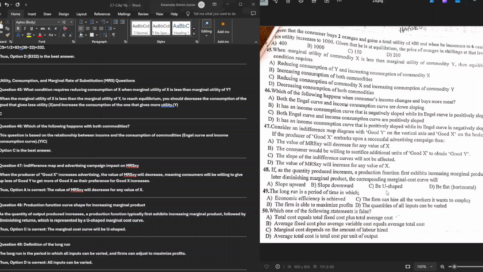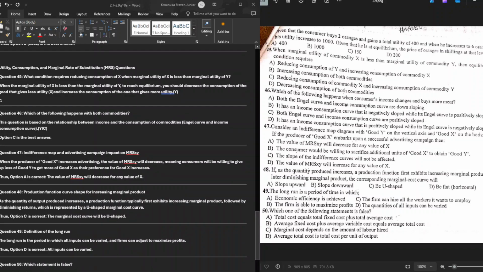So you can say it will be U, but look at the curve very well and also consider the slope downward option critically. This one I leave with you to find out, and I think it is B, because when we have the quantity increasing, obviously marginal product will also increase. The curve goes downwards and later will diminish, but the marginal cost curve will slope downwards.